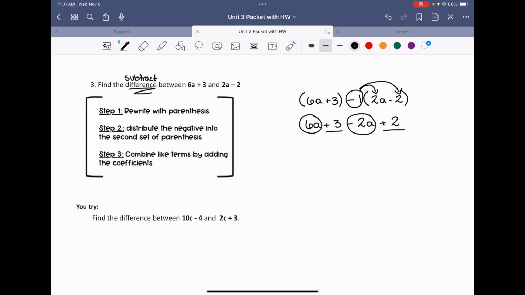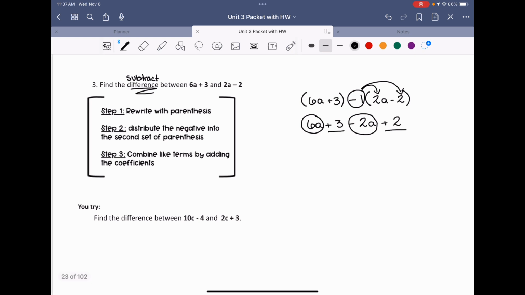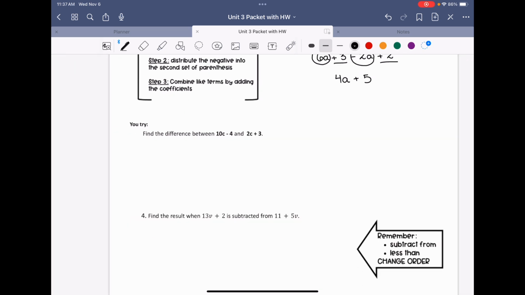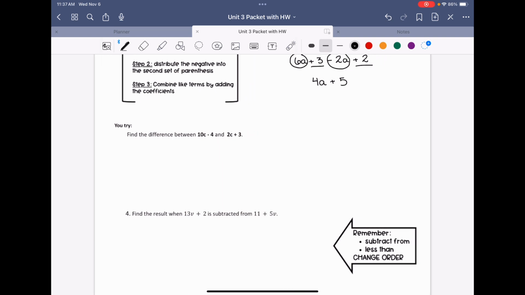All right, I'm going to combine my like terms. So 6 plus -2a is going to give me 4a, and 3 plus 2, +5. All right, let's try the next two. So I'm going to have you go ahead and try this next one. So find the difference between 10c minus 4 and 2c plus 3. So try that on your own and then unpause the video when you're all set.